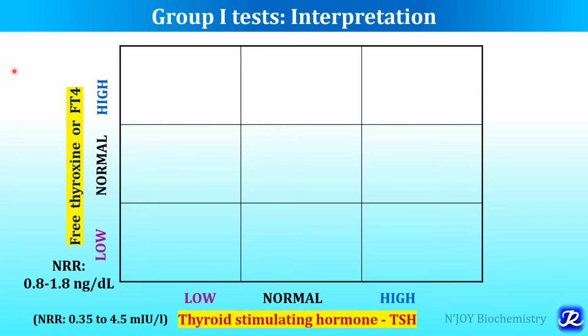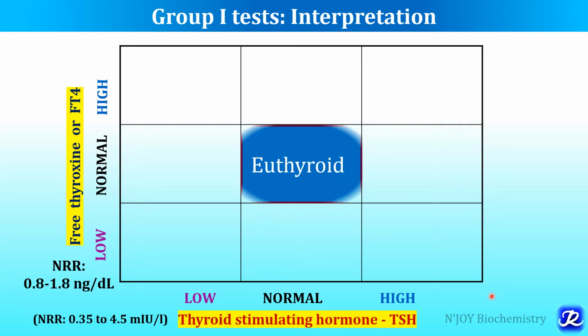Coming to the interpretation of group 1 tests, these tests include estimation of thyroid stimulating hormone, that is TSH, and free thyroxine, that is free T4. So the first interpretation is the euthyroid state, where both TSH and free T4 are normal. They are within the normal range. So TSH is normal and T4 is also normal. This is a euthyroid state.